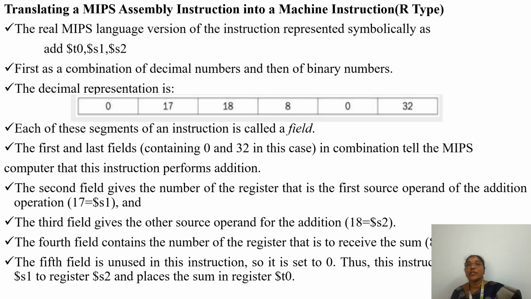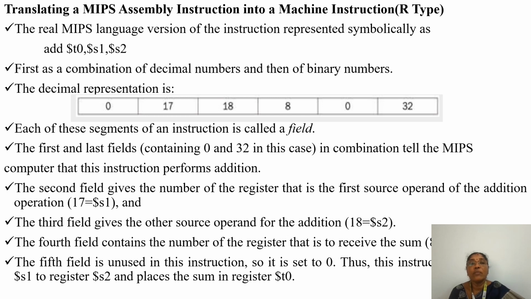For the shift amount, since you are not doing a shift operation, it is 0. The source values, that is the data, are in $S1 and $S2. Since these registers have the decimal values 17 and 18, those are substituted here, and the destination, the temporary register $T0, has the value 8. So that is what you represent. Since these are represented as decimals, they can be converted into binary form, and that binary form is stored in memory.